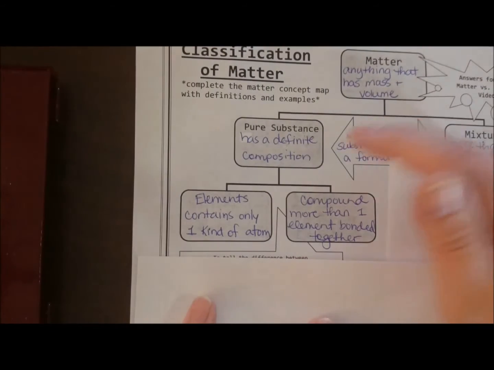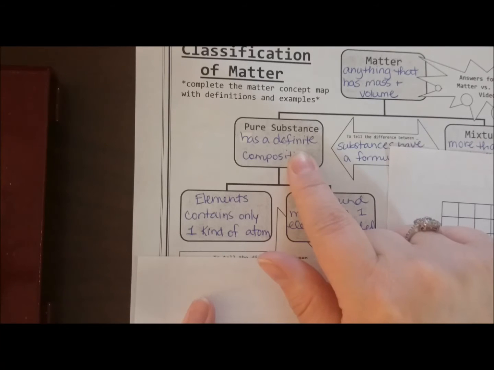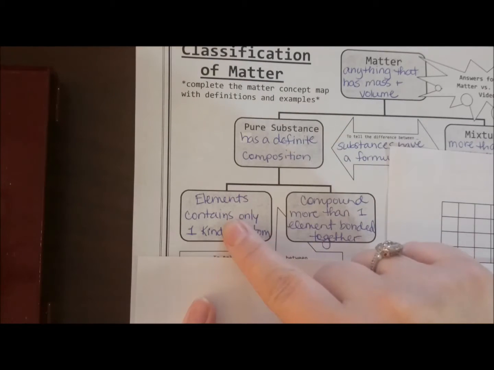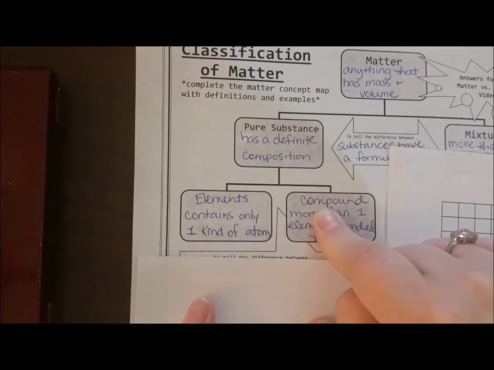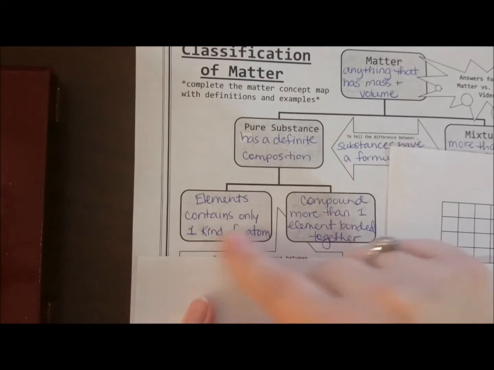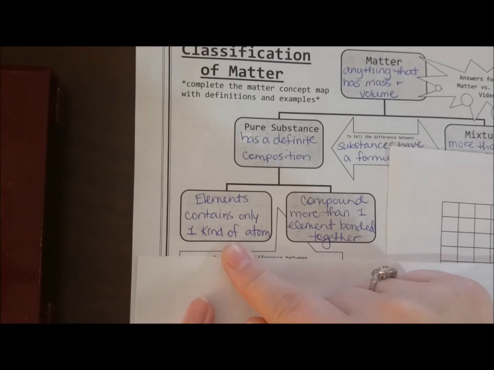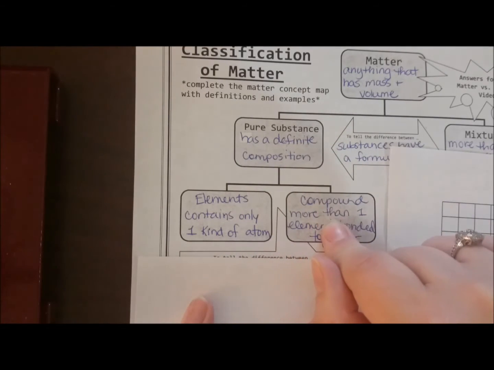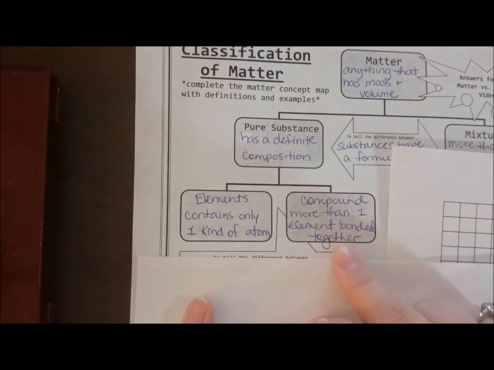Okay, what are the two different types of pure substances? We have elements and compounds. Elements are pure substances that only contain one kind of atom. And compounds are pure substances that have more than one element that's chemically bonded together.